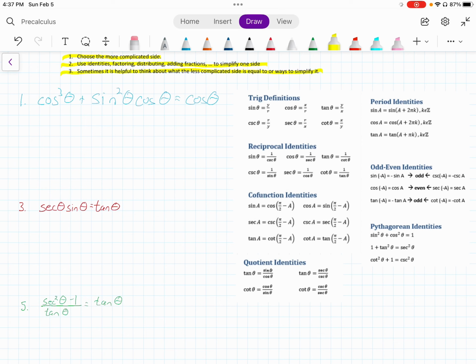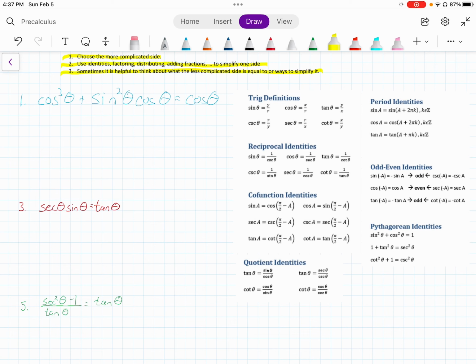Number two, we're going to use identities. We have most of our identities here on the right, the ones that we're going to use anyway in this worksheet. We can definitely use factoring. We'll be using that quite a bit. Sometimes we'll use distributing. Sometimes we'll have to get common denominators and add fractions. There might be some other things that I haven't listed here, but we're going to simplify the more complicated side to try to look like the less complicated side.